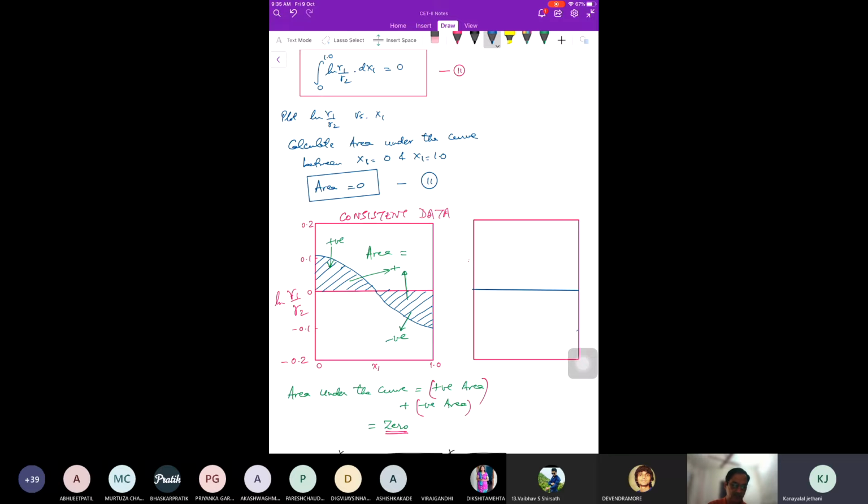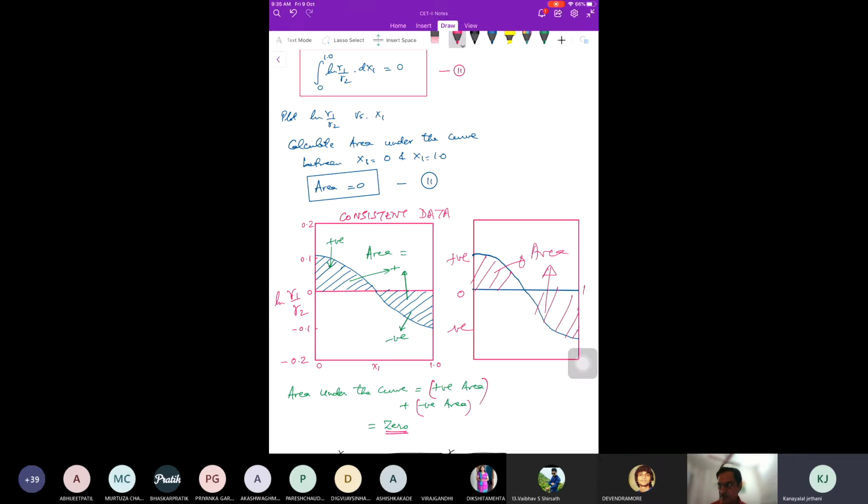I want to show unequal areas. Suppose I get something like this. In this case, you can see that this area is not the same as this area, because this is 0 and this is 1. So this is positive, this is negative. If this area is not equal to this area, then the area under the curve here is not going to be equal to 0.